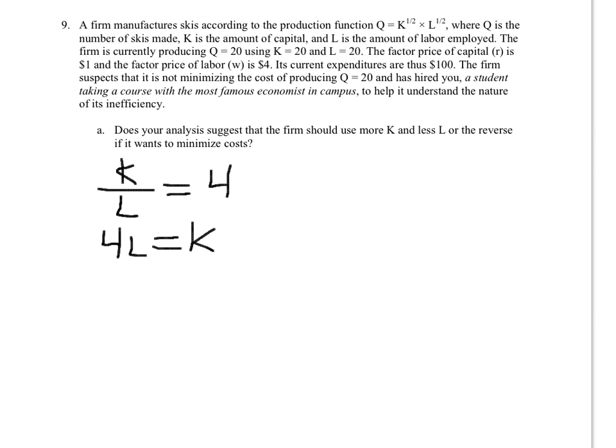So therefore, they're really not minimizing costs here, because they're not using the ratios at this rate, but they're using it at a rate of 1K for 1L, right? So that tells you that they're not minimizing costs anymore. And since capital is actually a lot cheaper than labor, they should probably use a lot more capital than labor in this particular case. So it should increase K and reduce L.